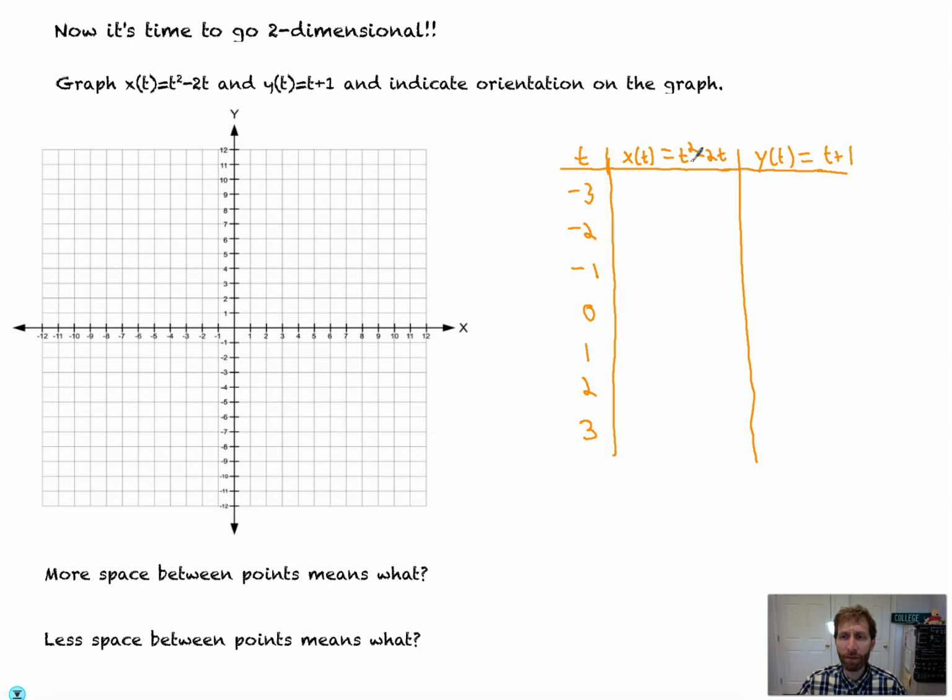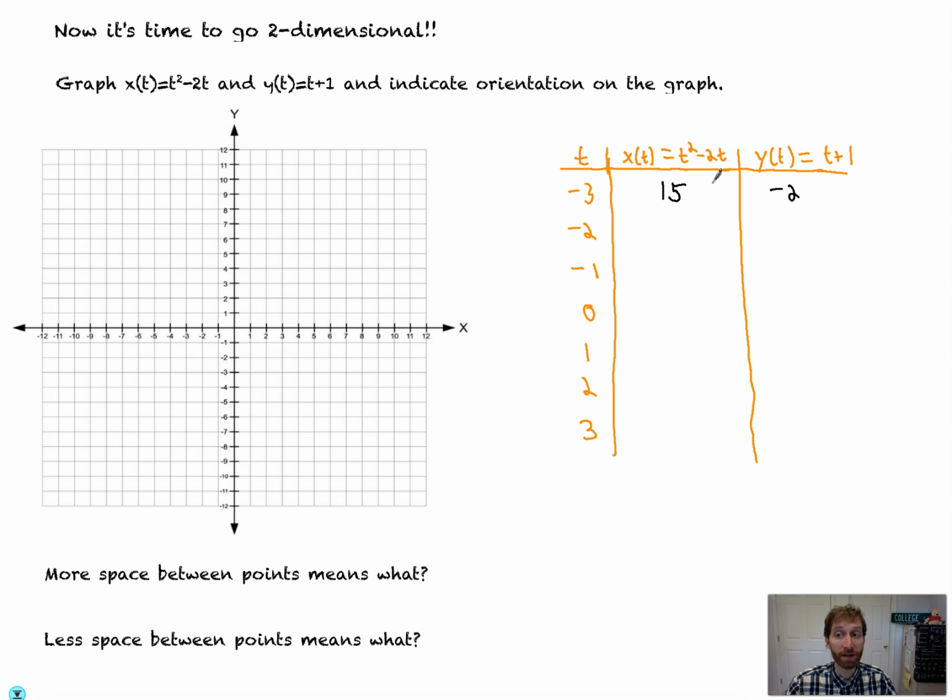Let's see this. -3 squared is 9, minus 2 times -3 is plus 6, and 9 plus 6 is 15. y is -3 plus 1, which is -2. This one's going to be really easy to calculate, right? Okay, so let's see. What else do we have here? We've got -2 plugged in is 4.